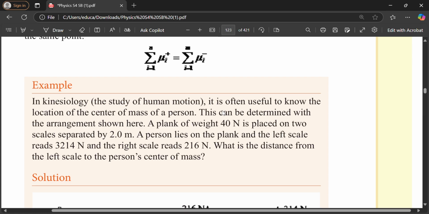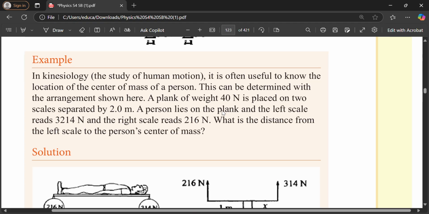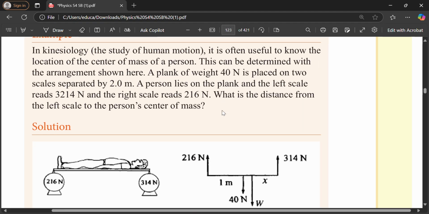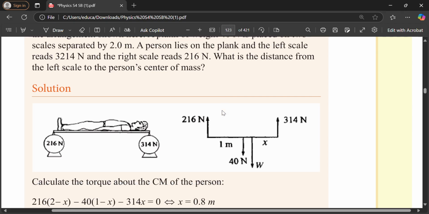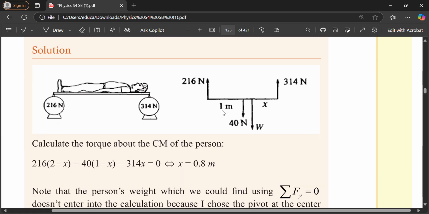In kinesiology, the study of human motion, it is often useful to know the location of center of mass of a person. This can be determined with the arrangement shown here. A plank of weight 40 Newton is placed on two scales separated by 2 meter. A person lies on the plank and the left scale reads 3214 Newton and the right scale ibara 216 Newton. What is the distance from the left scale to the person's center of mass?